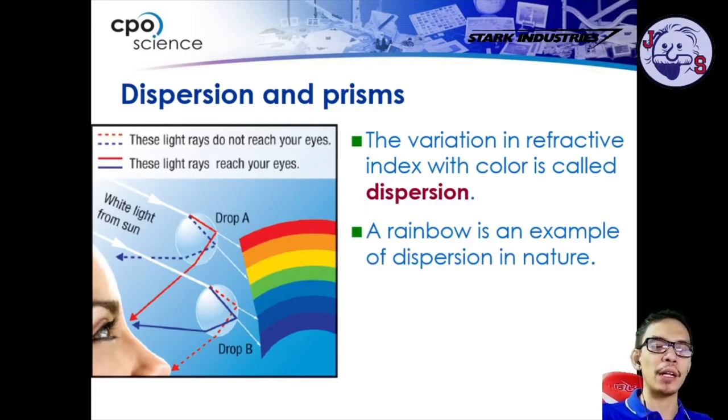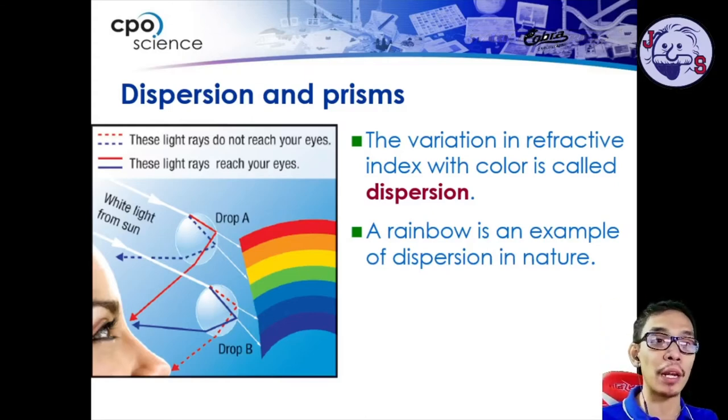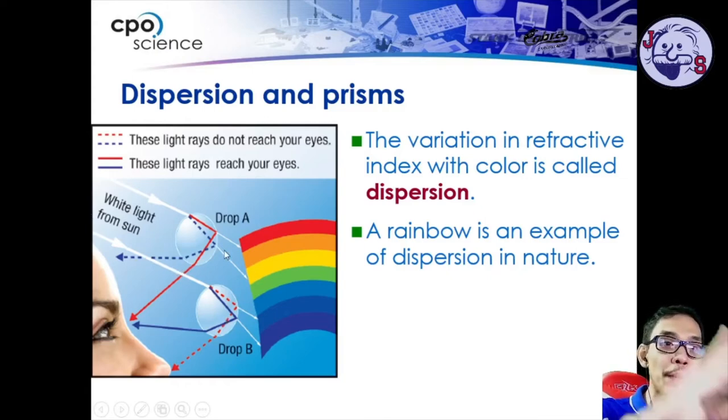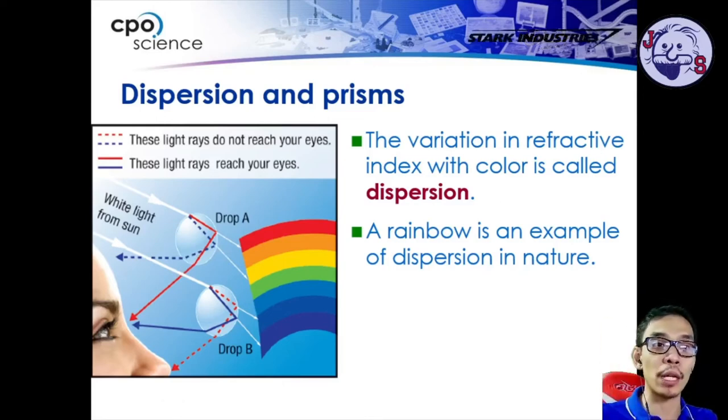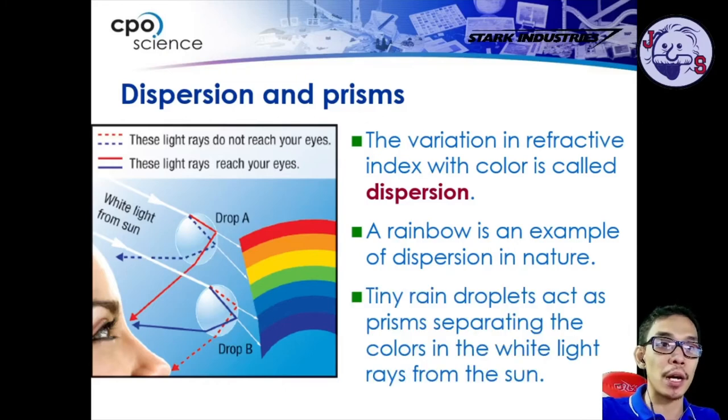Once the light passes through a certain material, like the water droplets you have right here, it changes that particular light into several wavelengths. An example is the water droplet. Another example is the prism. It separates white light into its constituent colors.